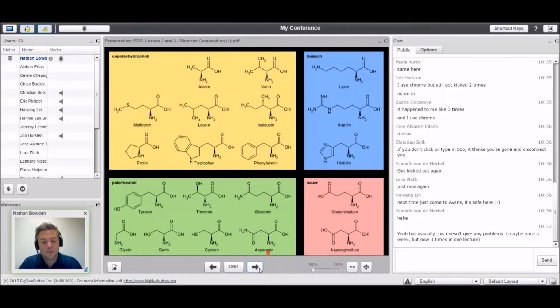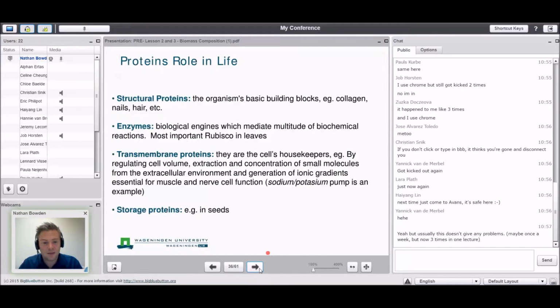Now that's what amino acids are. So I'll continue. Hopefully, the small server errors have been taken care of.